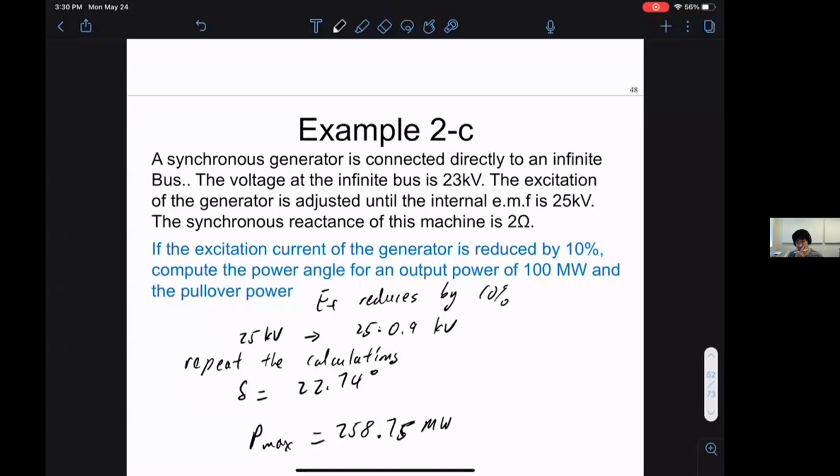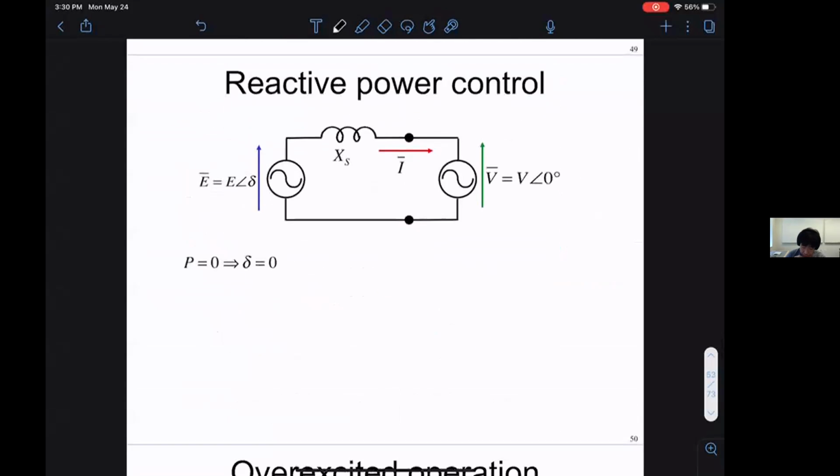Okay, so let's get started again. All right, so far we have been looking at the active power, but we can also look at the reactive power produced or consumed by the generator. So here we have P_E as V_T E_F over X_S.